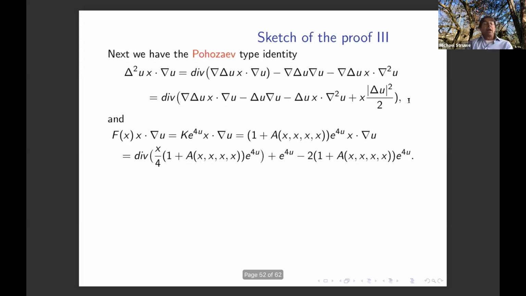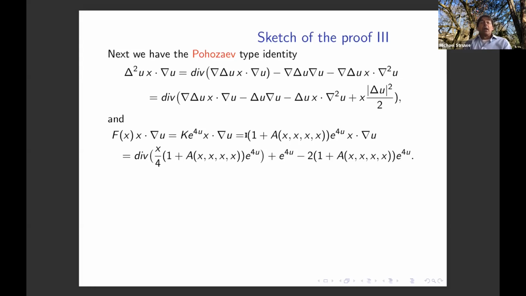And on the other hand, remember that Laplacian u was f of x, and f of x was k times e to the u. So on the other hand, we have the following expression for this when we look at the right-hand side.